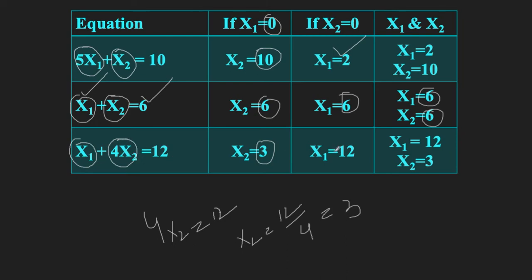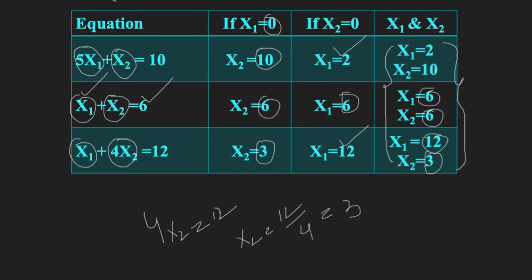So x1 will be how much? x1 will be 12, that is what we got here, x1 is equal to 12 and x2 is equal to 3, right? So after this, we are going to plot all these x1 and x2 values on the graph. Fine. So we are going to plot all these on the graph.